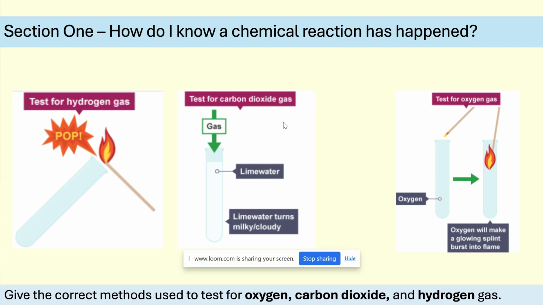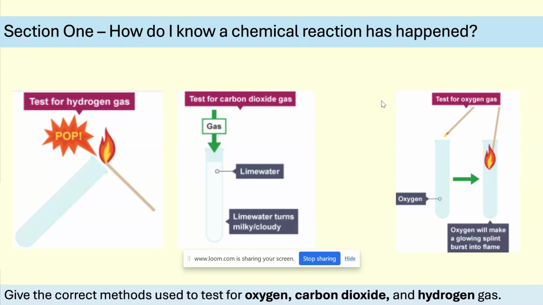If you put the lit splint in and it maybe flames a bit harder, but doesn't make a pop, you can blow that splint out and stick it back in when it's a glowing splint. Here on the right we have a glowing splint, and if it suddenly goes back on fire again, we know that is oxygen gas. So if you've got a tube with an unknown in it, pop the bung off, try it with a flaming splint, and if that doesn't work, quickly waggle it out and put the glowing splint in. If that is relit, then we have oxygen gas.